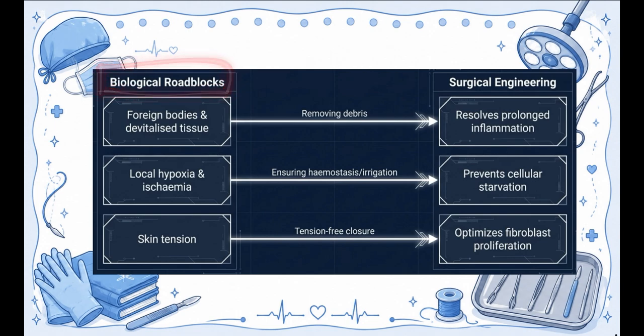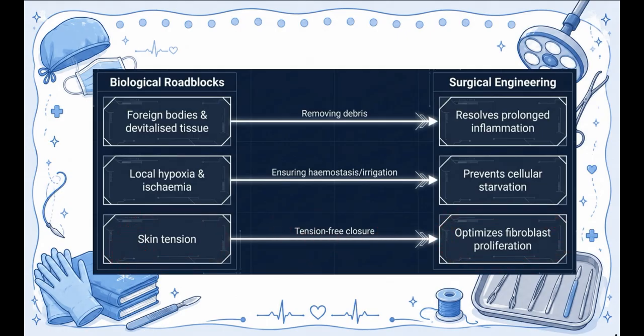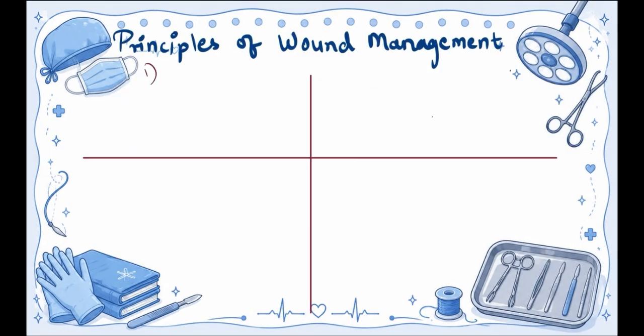For example, dead tissue and debris cause prolonged inflammation. The solution is careful physical removal. A lack of blood flow, known as ischemia, causes cellular starvation. The clinical solution is ensuring active circulation and hydration. Tight skin prevents cells from multiplying properly, so the solution is closing the wound gently, ensuring there is absolutely no tension. This kind of clinical engineering requires a strict, continuous framework.